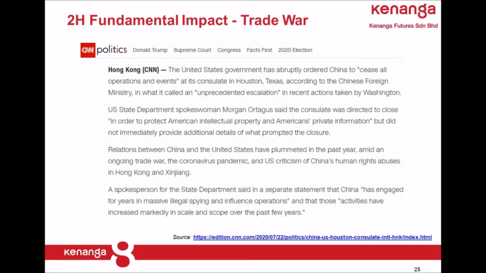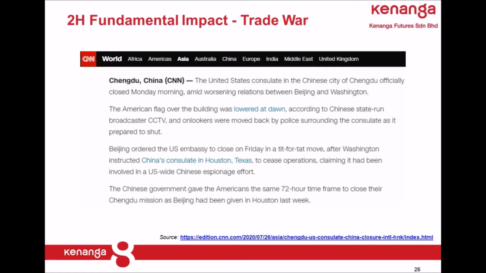As you can see lately, the news is that the US has ordered the closure of the China consulate in Houston, and China retaliated by ordering the closure of the US consulate in Chengdu. So as you can see, the relationship is escalating in terms of tension. Will this spark another round of the trade war, or will both parties cancel the phase one agreement that was previously signed? That is an unknown factor. If this happens, it will have a negative impact on CPO prices. So please be aware of this and take note.